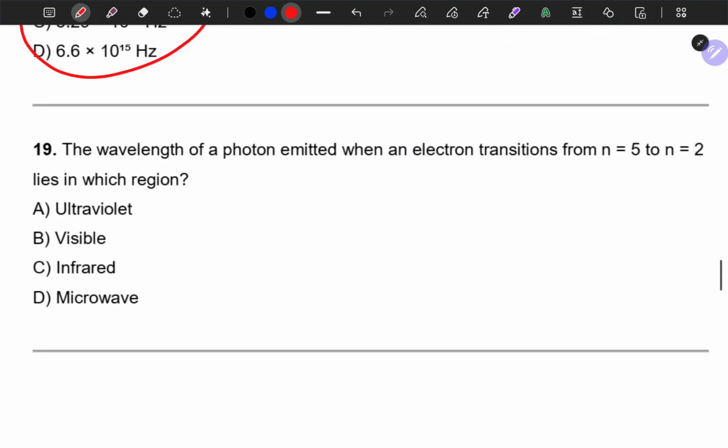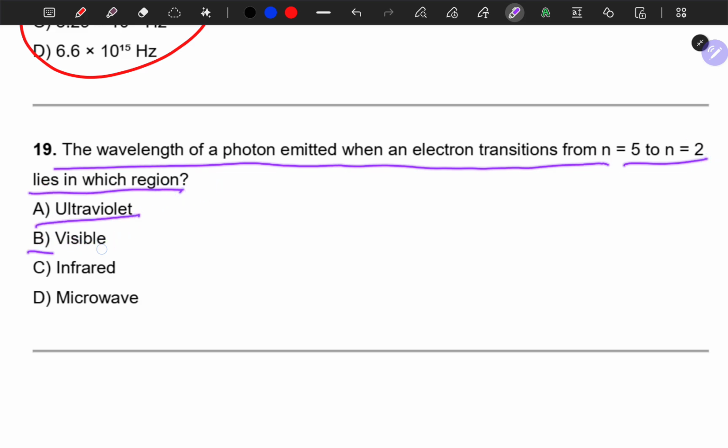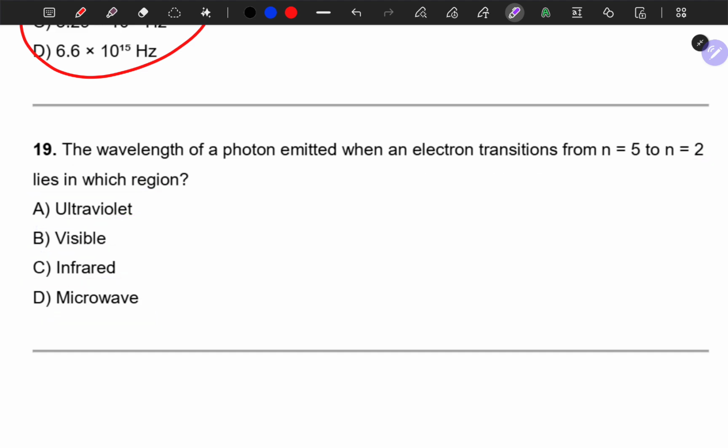Okay, so the next question is, the wavelength of a photon emitted when an electron transitions from 5 to 2 lies in which region? Ultraviolet, visible, infrared, microwave. So here we will have the correct option as the ultraviolet photons. Okay, this one. So this is the correct option.